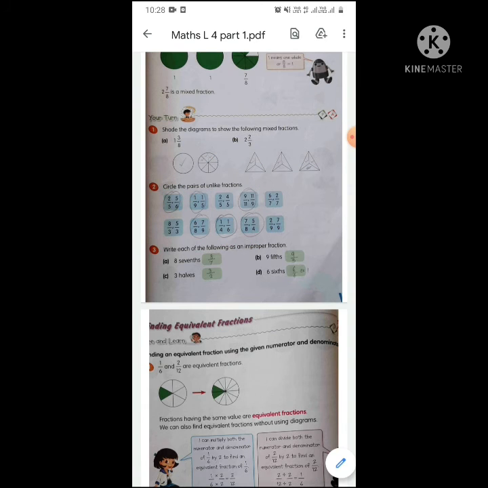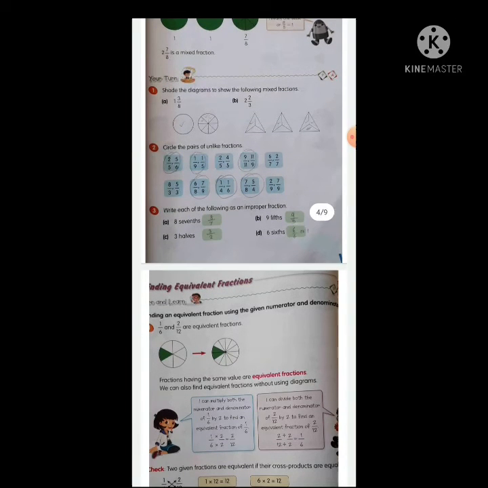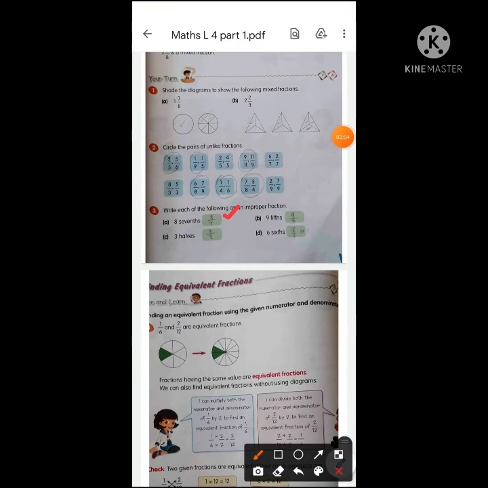Understood? Now see the third question: write each of the following as an improper fraction. A is 8/7, which means 8 upon 7, so we have written 8 upon 7. See B, 9/5, 9 upon 5. So we will write like this, 9 upon 5. C is 3/2, so 3 upon 2. D is 6/6, which means 6 upon 6, or we can write 1.